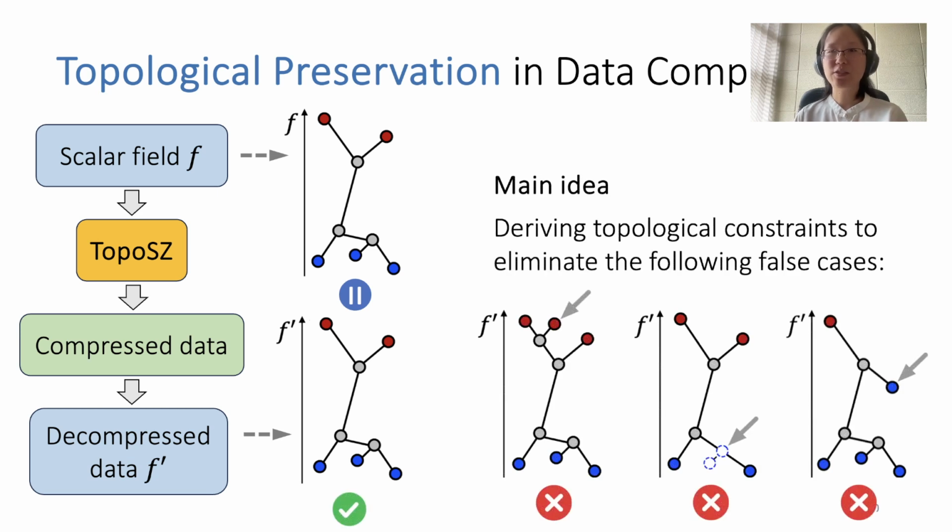The main idea is to derive topological constraints for our compressor that can eliminate 3 topological false cases, including unexpected added branches, missing branches, and false types of endpoints of branches.